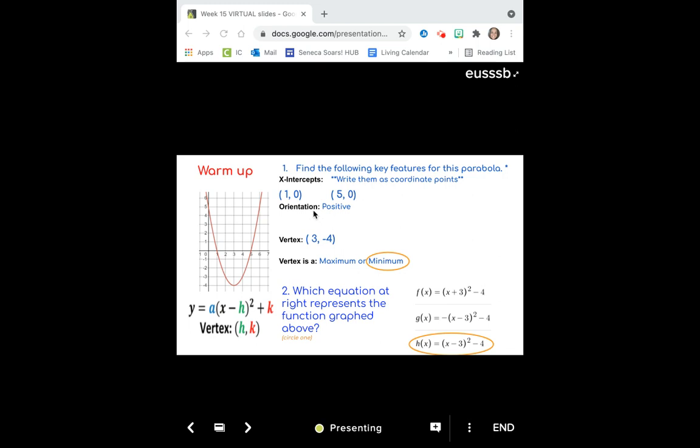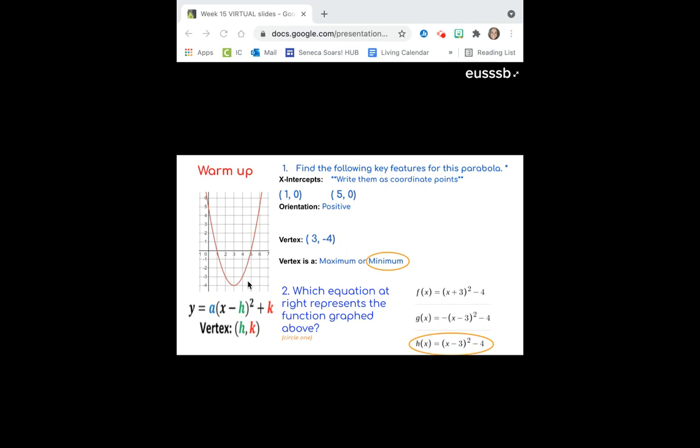The orientation is positive because it's facing upwards. The vertex is down here at (3, -4), and that vertex is going to be a minimum because it's at the bottom of the parabola and everything else is moving upwards. So if we put all of that information together into our equation, then our correct equation is going to be the last one there, h of x.